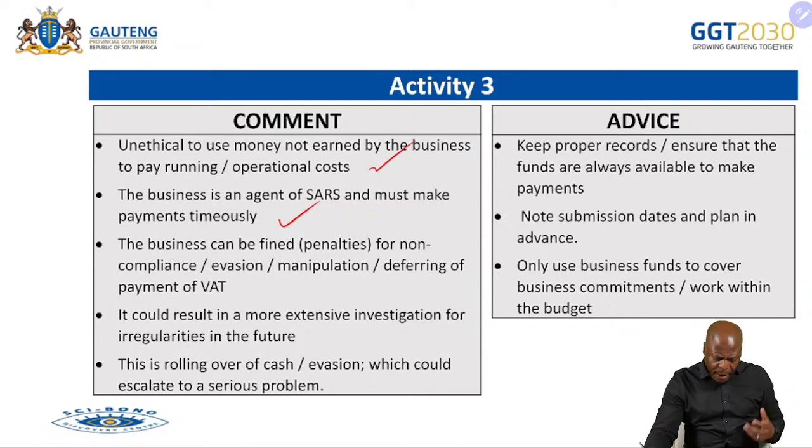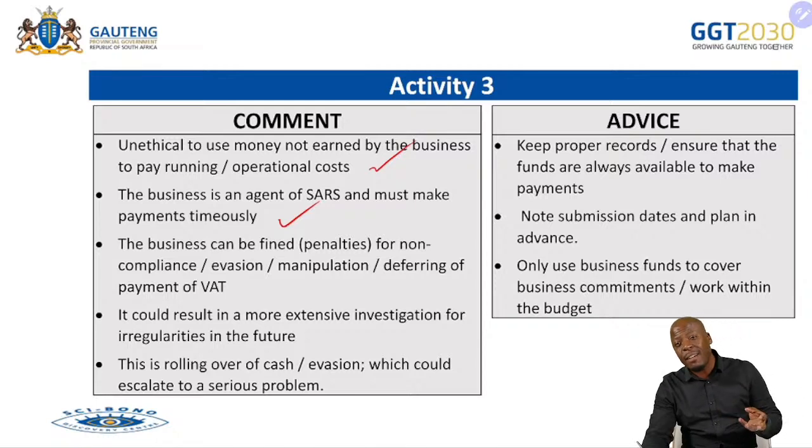The business can be fined, they can pay penalties for non-compliance. This is evasion and manipulation of figures. It could result in a more extensive investigation for irregularities in the future. So it's going to simply cause more challenges for the business because investigations are going to start taking place. And this is rolling over of cash. It also is evasion, which could lead to serious problems. This is now the advice that you need to give to Amahle.